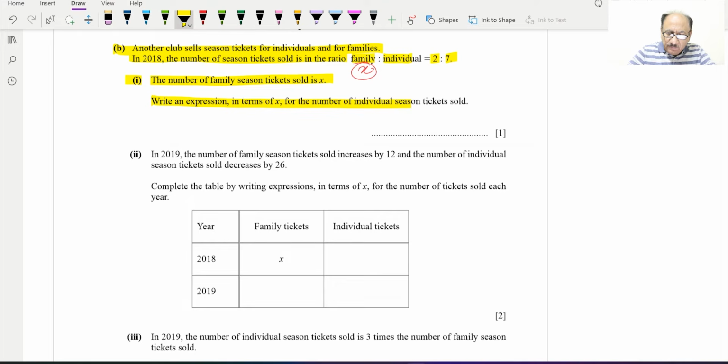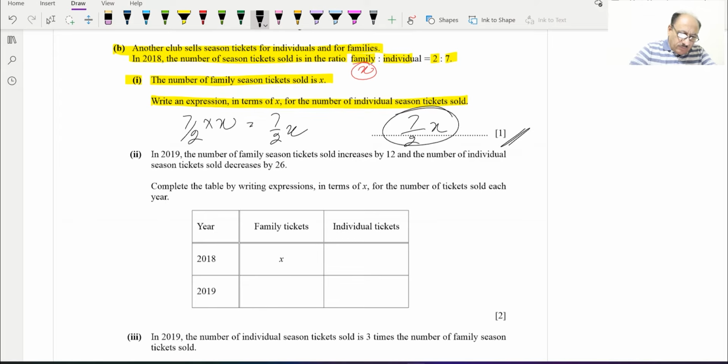So if this is X, family tickets sold, write an expression in terms of X for the number of individual season tickets sold. So that will be basically ratio is 7 by 2, and this ratio will be multiplied by X. So this will be equal to 7 by 2 x, which we can write as 7/2 x. This one will be our answer for 1 mark.